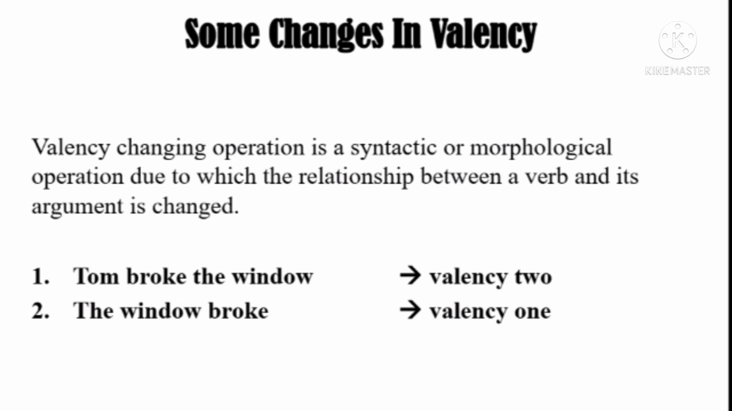Dari kalimat pertama Tom broke the window kita ubah menjadi the window broke. The window adalah argumen pertama yang berdiri sebagai affected atau sesuatu yang dipengaruhi oleh action, sementara broke adalah predikat atau action. Kalimat kedua, the window broke merupakan valency one karena dia hanya memiliki satu argumen yaitu the window. Jadi kalimat pertama yang semulanya merupakan valency two dapat diubah menjadi the window broke yang merupakan valency one.